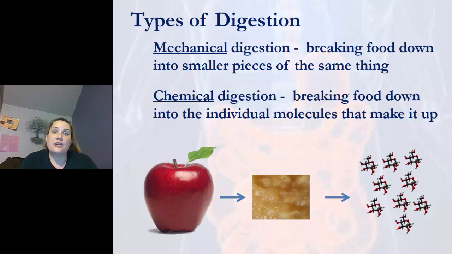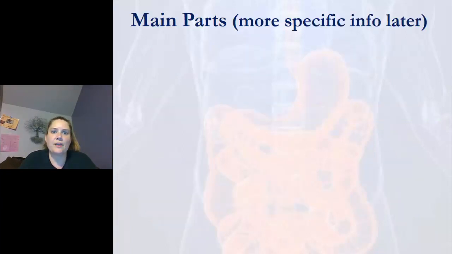But then there's chemical digestion. With chemical digestion, we're breaking that food down into the individual molecules that make it up. So we're separating out those molecules. No surprise, a chemical reaction has to take place in order to make that happen. Again, the chewing of the apple into mush is mechanical digestion, but breaking it down into individual molecules, that's chemical digestion.